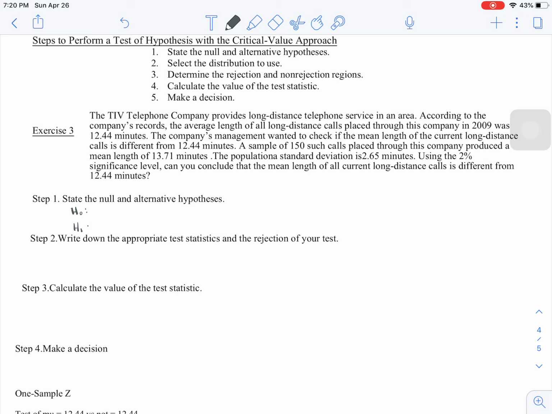So we have our null hypothesis and our alternative hypothesis. We want to test if the mean is different from 12.44 minutes. So if we want to show that the mean is different from 12.44, that'll be our alternative. And then our null hypothesis is just the opposite.